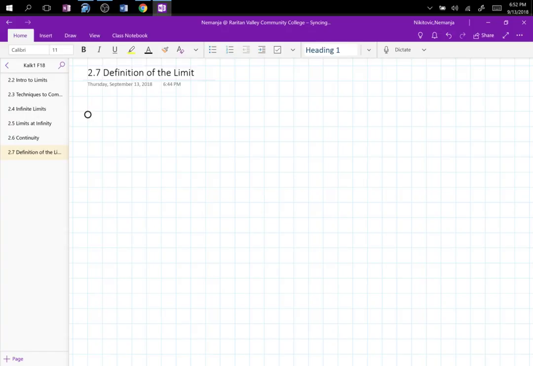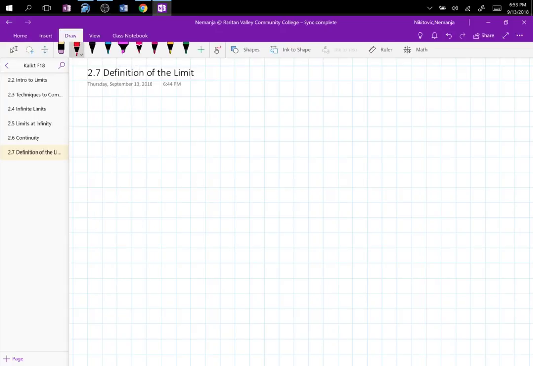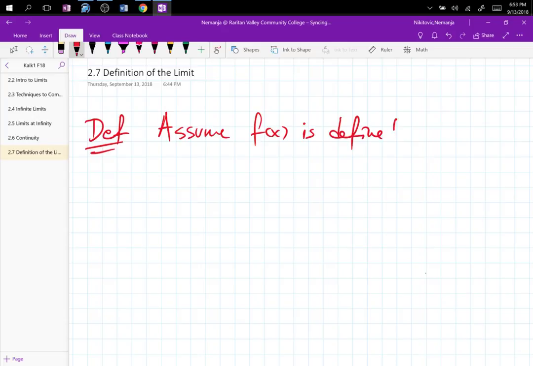So, assume f of x is defined, so let's go red immediately. That's the definition. So we say assume f of x is defined for all x in some open interval.